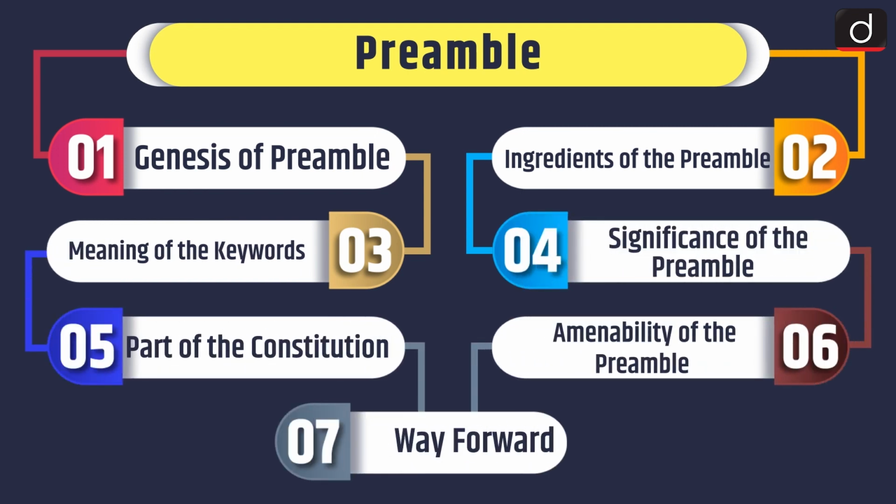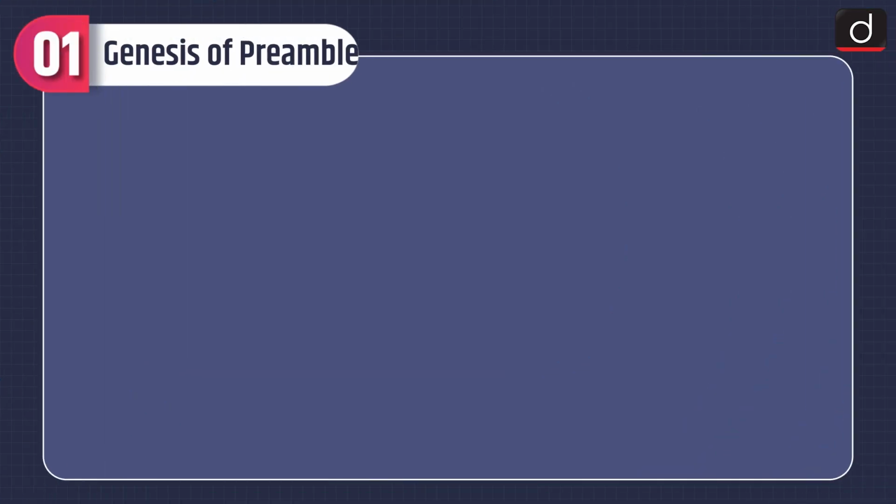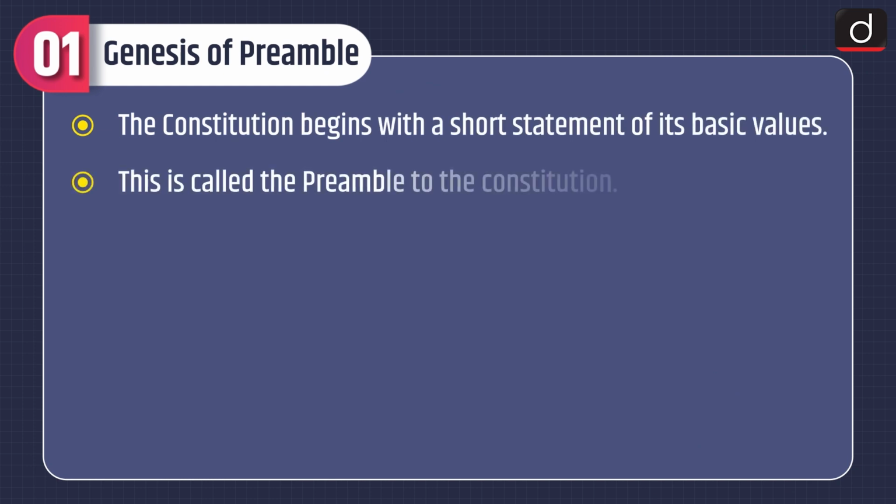Today's topic of discussion is Preamble. Under this topic, we will discuss about the genesis of Preamble, ingredients of the Preamble, meaning of the keywords, significance of the Preamble, part of the Constitution, amenability of the Preamble and way forward. First of all, let's have a look at the genesis of Preamble.